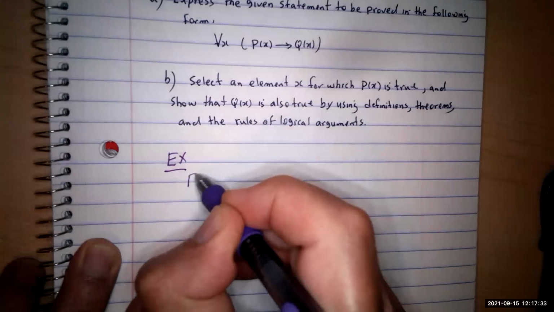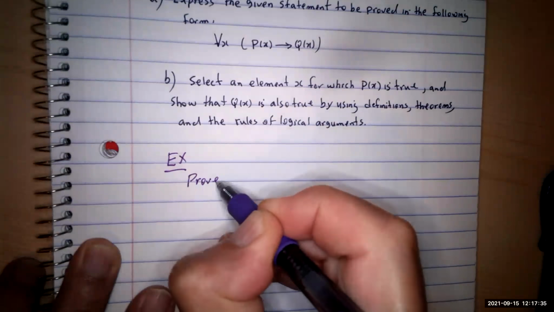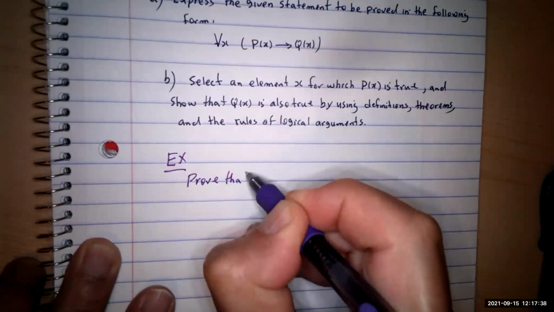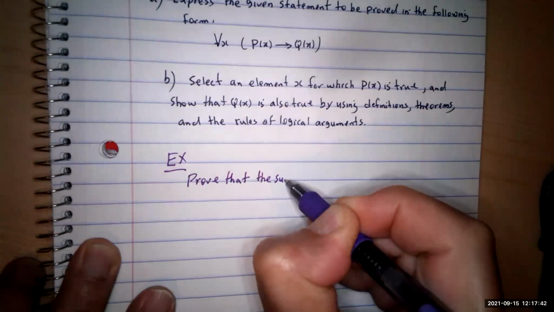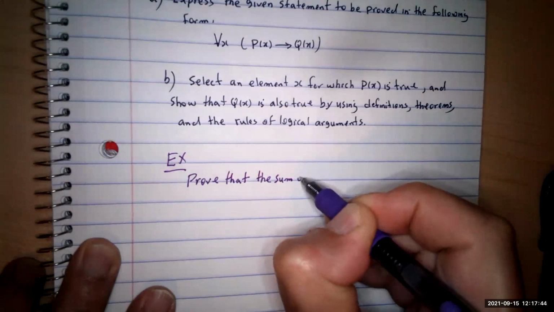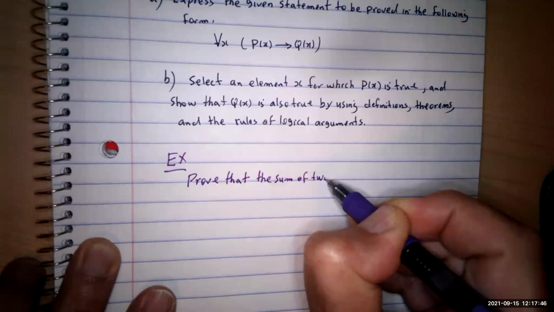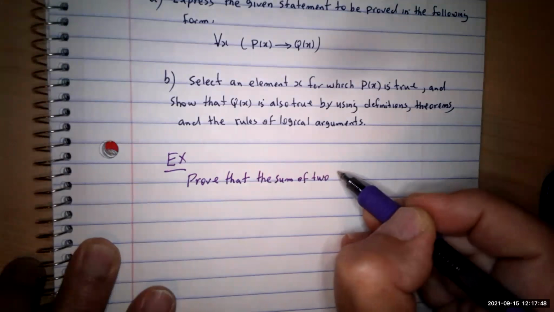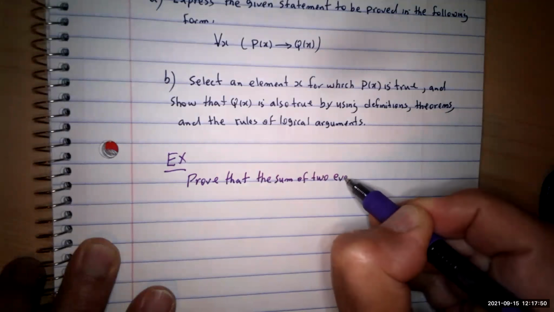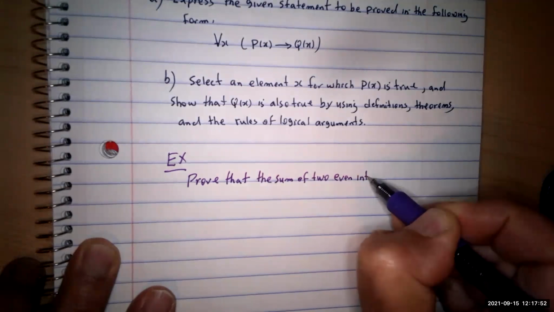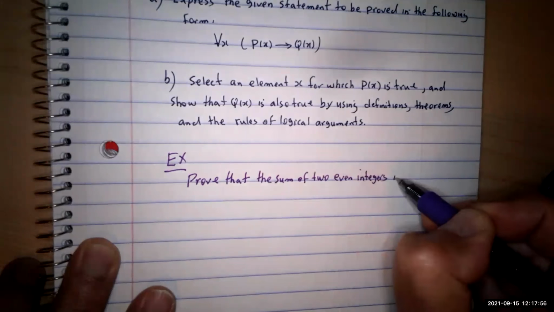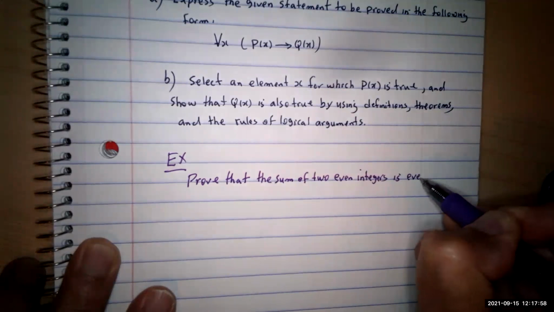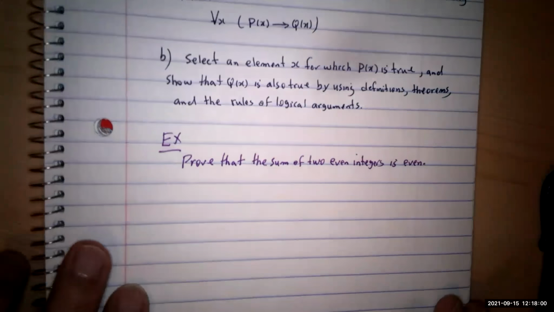So we want to prove this one: prove that the sum of two even integers is even. You may say, oh, it's clear. No, it's not. You have to prove it, remember.